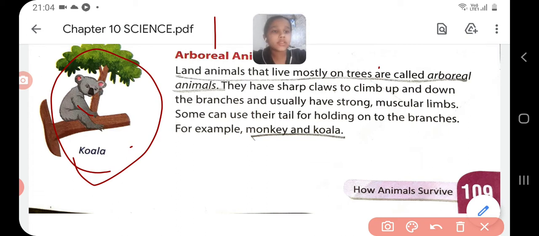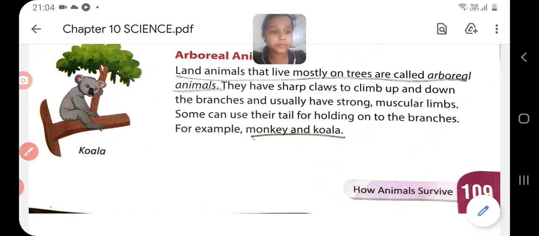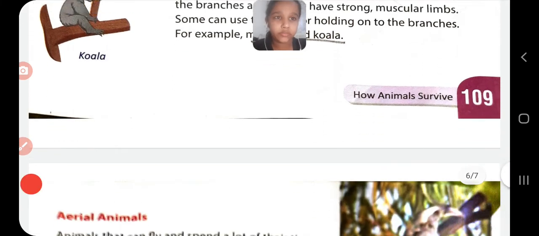Now, some use their tail for holding on to the branches. Sometimes monkeys use their tail for hanging on big trees, on the branches. So examples of arboreal animals are koala and monkey. Mostly monkeys live in the trees only.